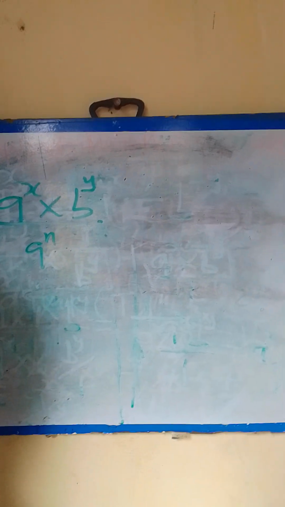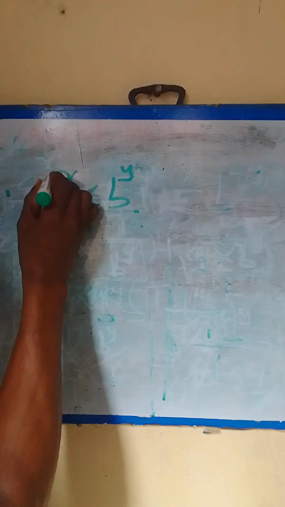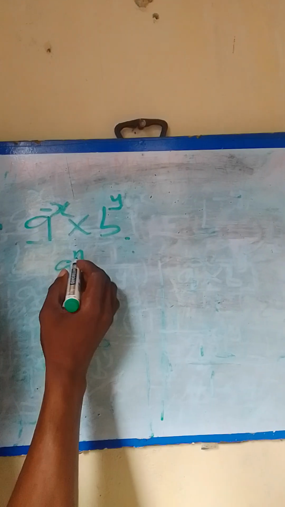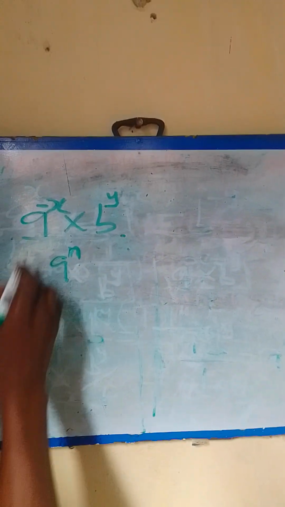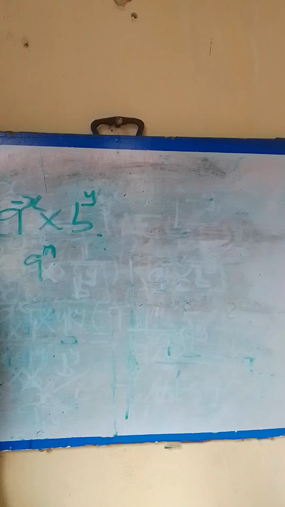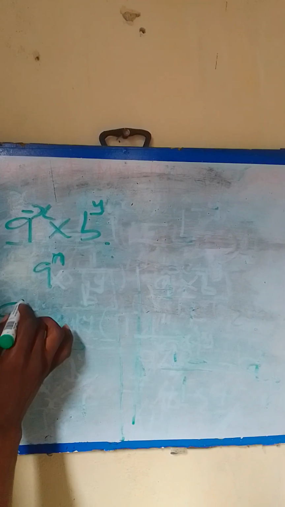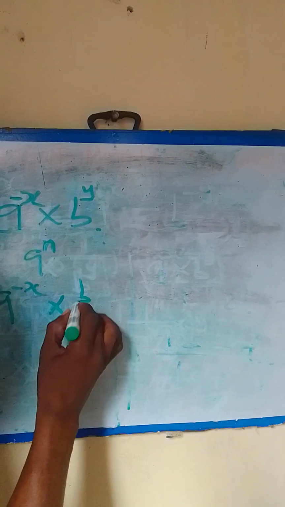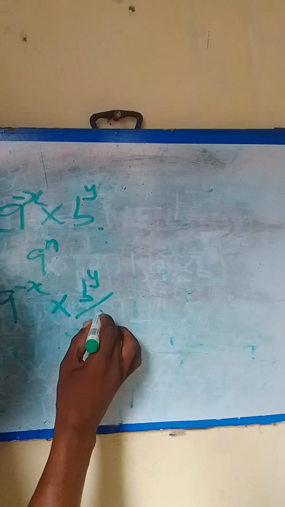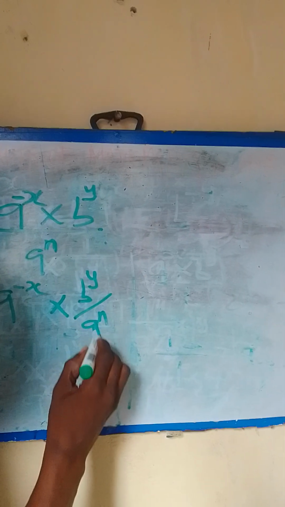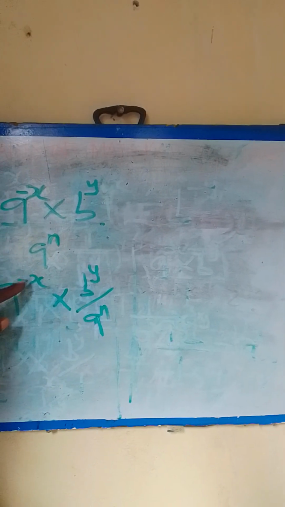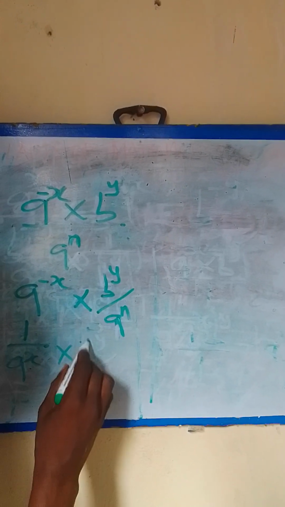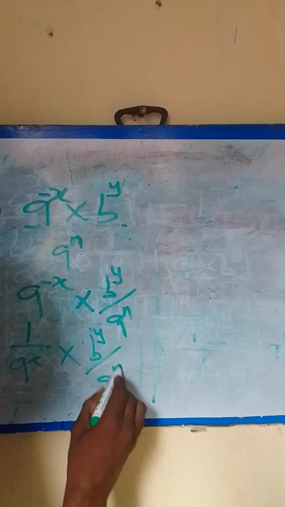So in this case, this is a raised to power minus x times b raised to power y all over a raised to power n. This is the same thing as saying a raised to power minus x times b raised to power y all over a raised to power n. So this negative index will become 1 all over a raised to power x, times b raised to power y all over a raised to power n.